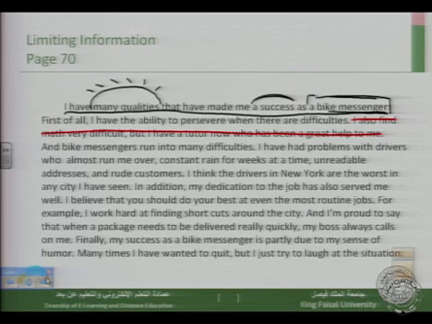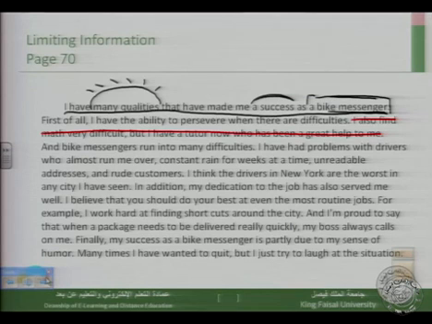Here, this sentence, in fact, is a continuation of the idea that he spoke about in the second sentence. So our paragraph will be: I have many qualities that have made me a success as a bike messenger. First of all, I have the ability to persevere when there are difficulties, and bike messengers run into many difficulties. He explained that bike messengers will face difficulties while doing their jobs.